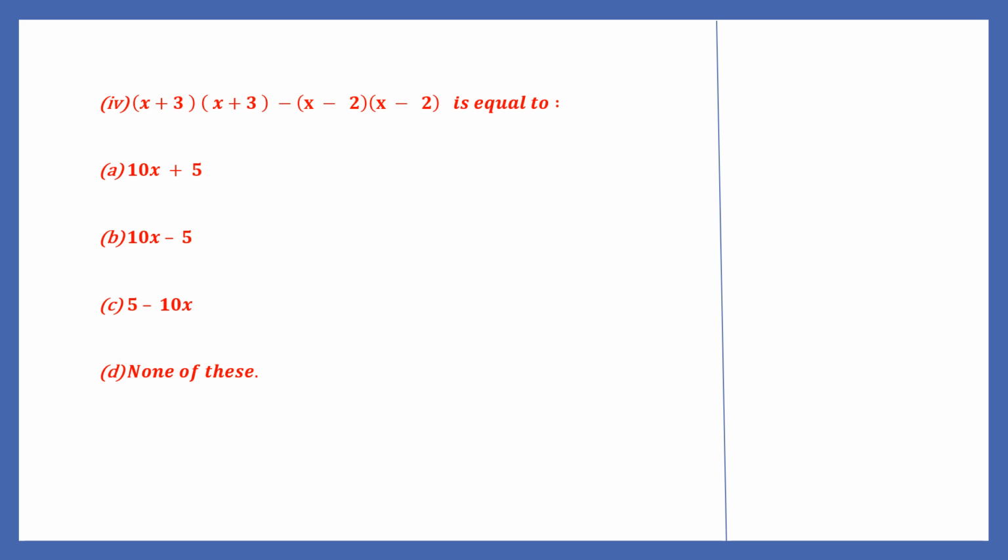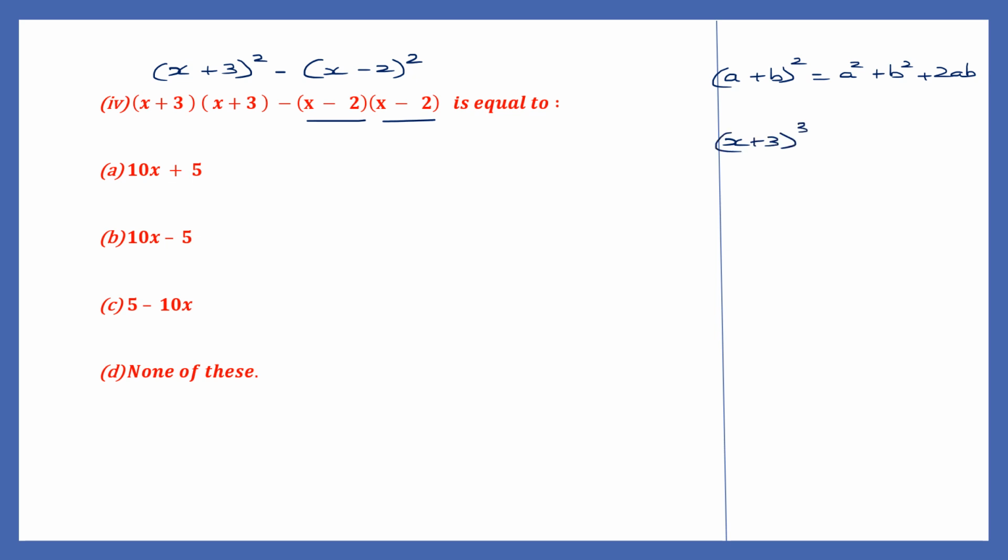Question 4. Here we have (x plus 3) into (x plus 3). So that becomes x plus 3 the whole square, isn't it? Minus (x minus 2) into (x minus 2), which becomes x minus 2 the whole square. Now we know the formula for a plus b the whole square, that is a square plus b square plus 2ab. Now here if we take the first one, x plus 3 the whole square, it is in this format. So in this, a is equal to x and b is equal to 3.